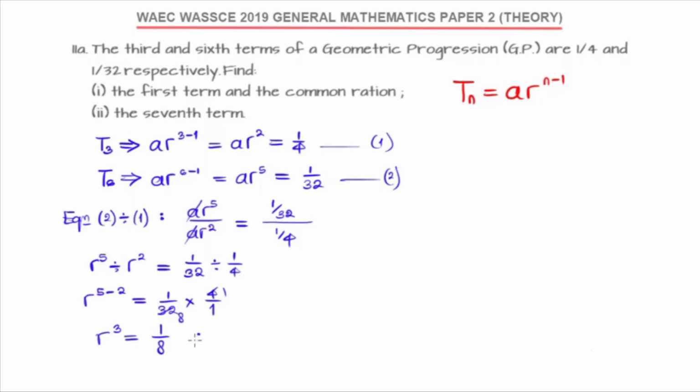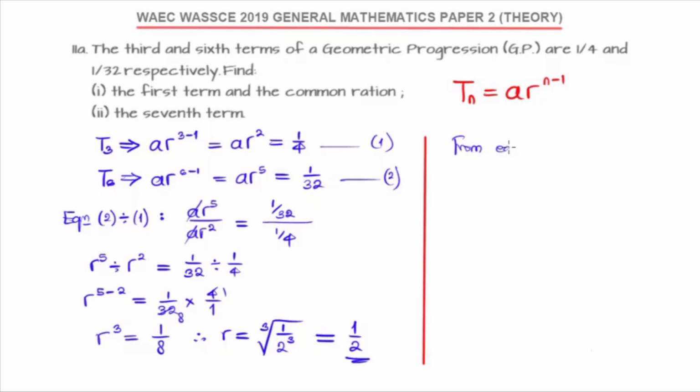So R is the cube root of 1 over 8. We know 1 over 8 is 1 over 2 raised to power 3, so R is the cube root of 1 over 2 raised to power 3. Of course, the 3's cancel out, so our R, the common ratio, is 1 over 2. For us to now get the first term, we can take any of the two equations we got initially and substitute for the value of R so that we can get the first term.